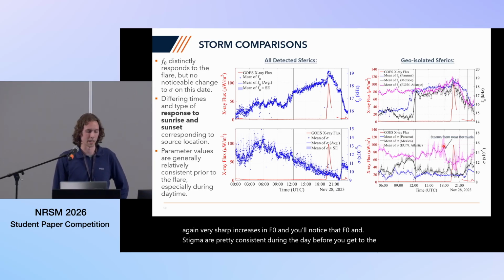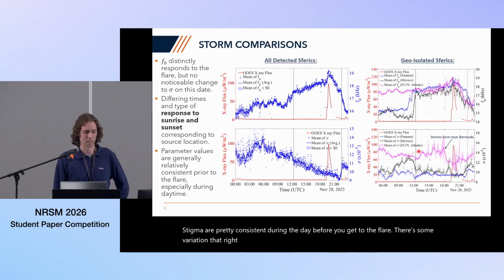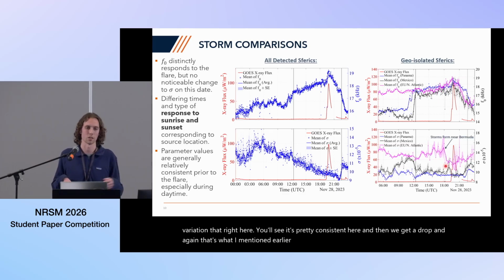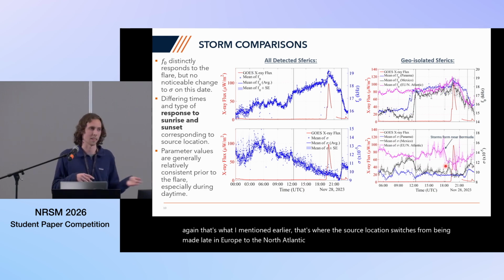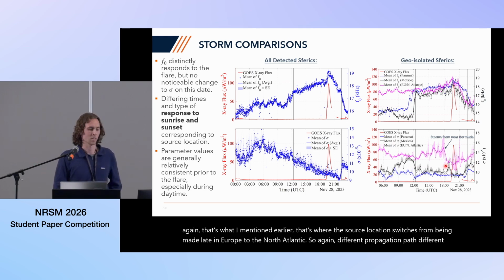There's some variation right here. You'll see it's pretty consistent here, and then we get a drop. And again, that's what I mentioned earlier. That's where the source location switches from being mainly in Europe to the North Atlantic. So again, different propagation path, different D region characteristics.